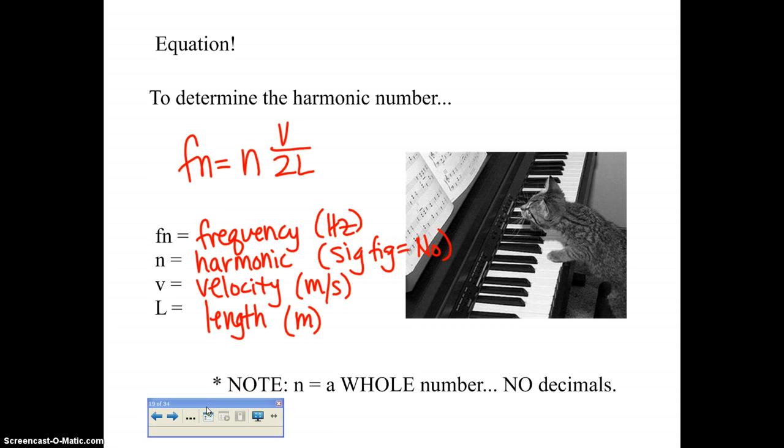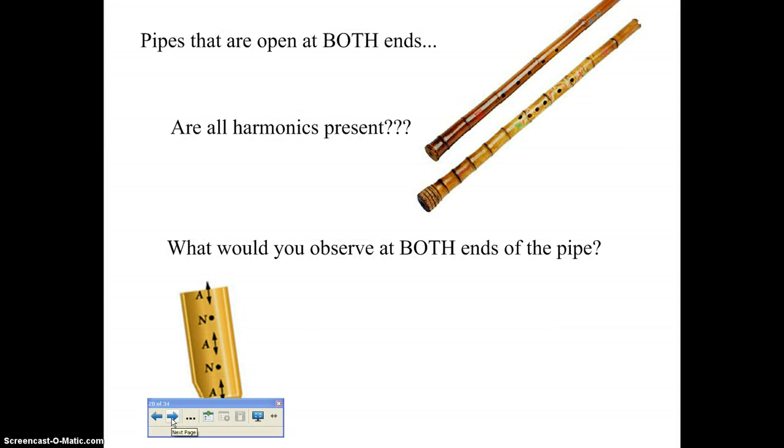Once again, n is a whole number, no decimals, regardless of how many sig figs you're talking about. So if I would ask you to solve for n, your final answer is just going to be a whole number. Pipes that are open at both ends, are all harmonics present? Yes. So you'll be able to calculate 1, 2, 3, 4, 5, 6, etc. What is present at both ends? That is going to be an antinode.